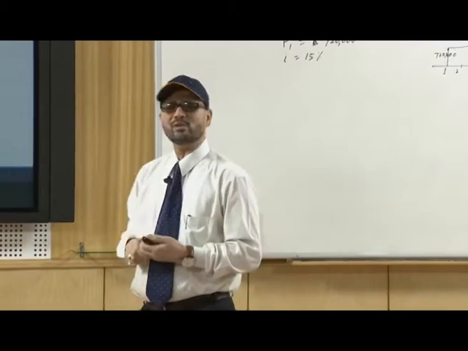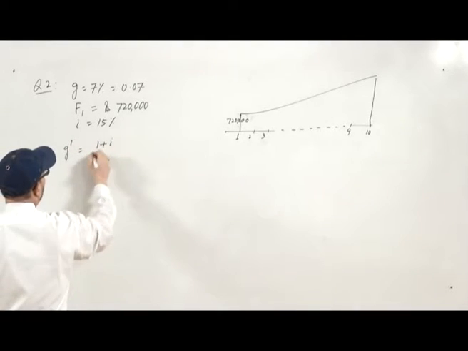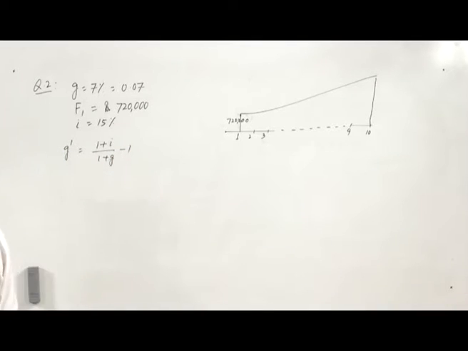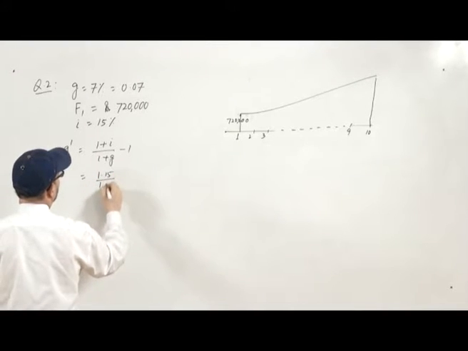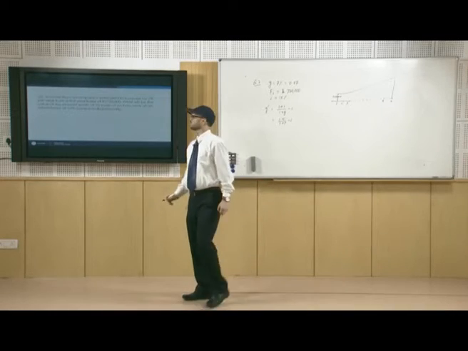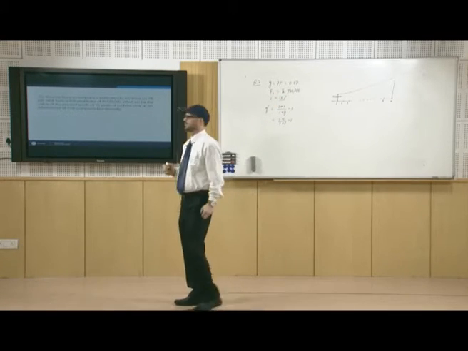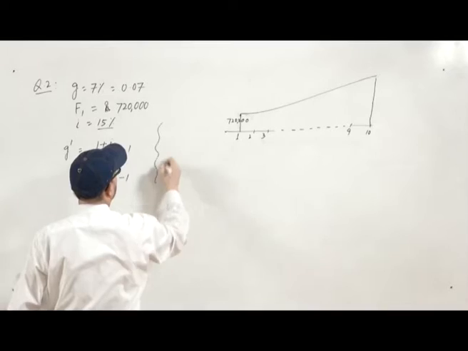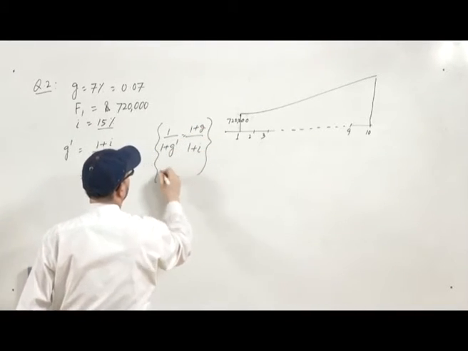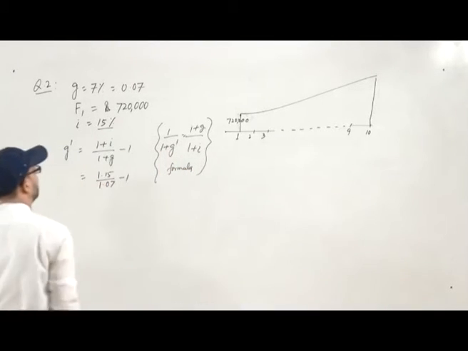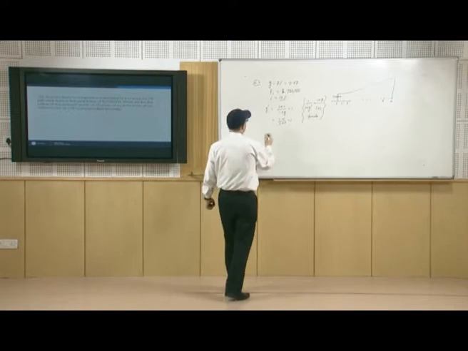In this, first of all we have to calculate G prime. So, G prime is nothing but (1 plus I) upon (1 plus G) minus 1. So, what you see is 1.15 upon 1.07 minus 1, because I is 15% and G is 7%. Because we have seen the formula is 1 plus G prime is (1 plus I) upon (1 plus G). This is the formula. So, G prime can be calculated as (1 plus I) upon (1 plus G) minus 1, and this comes out to be 0.0748.